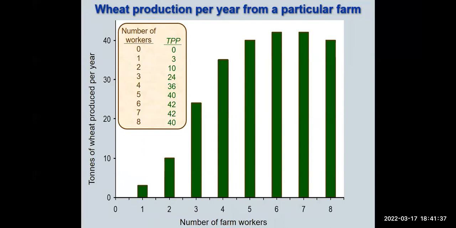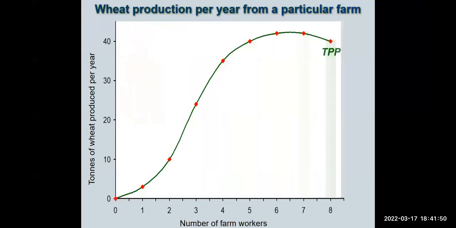This is the total production. For 0 units of labor, it is 0. For 1 unit of labor, it is 3. For 2 units of labor, it is 10. And then basically it keeps increasing and falling. So if you take the middle points of these bars and you draw a curve, this is called a polygon kind of a thing. So you get this kind of a curve. This is the total production curve.